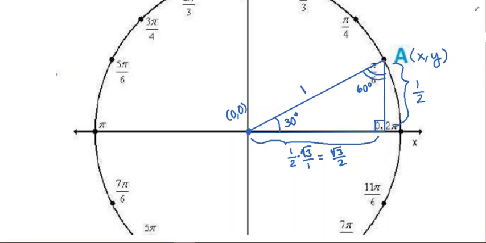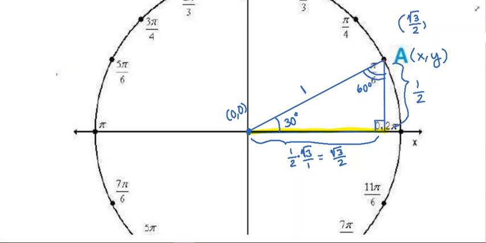Well, think about it this way. How do I travel in the X direction? I'm going to have to go from the origin this distance, which is a distance of the square root of 3 over 2. So my X coordinate is going to be the square root of 3 over 2. That brings me to right here.